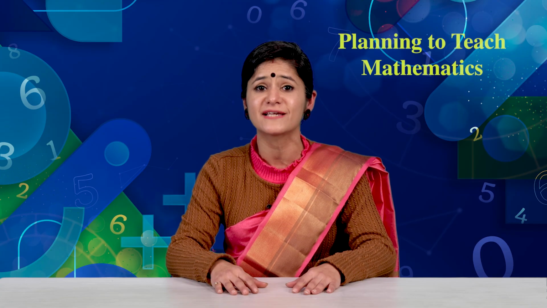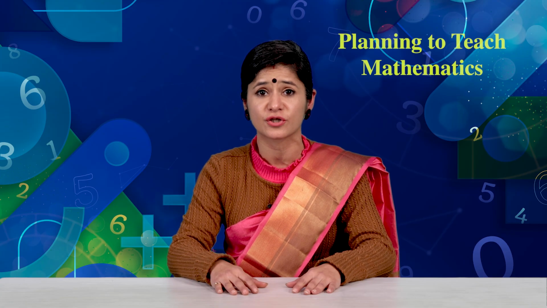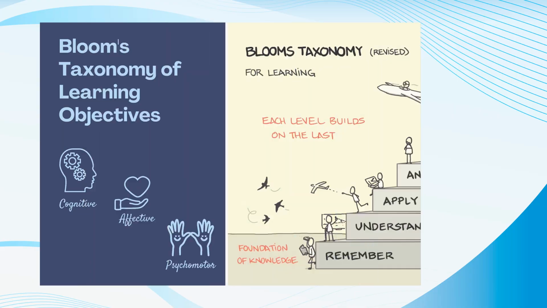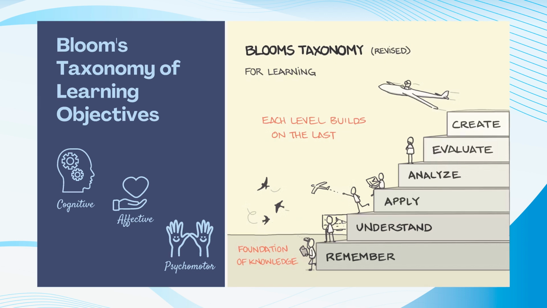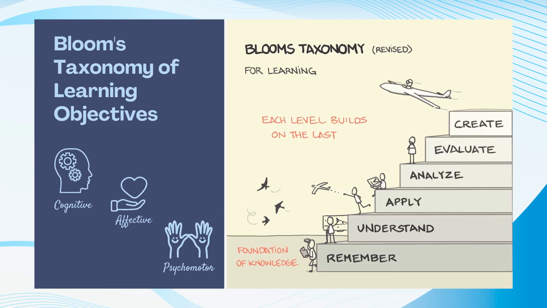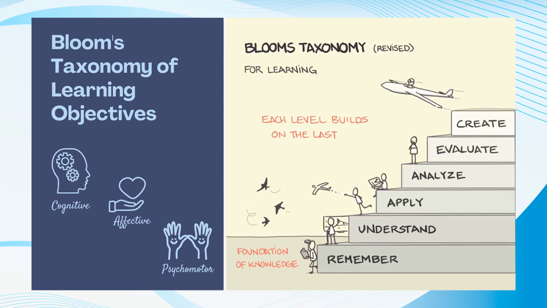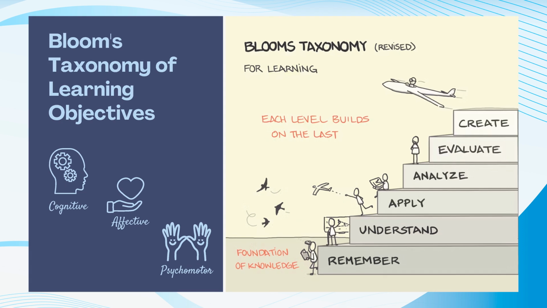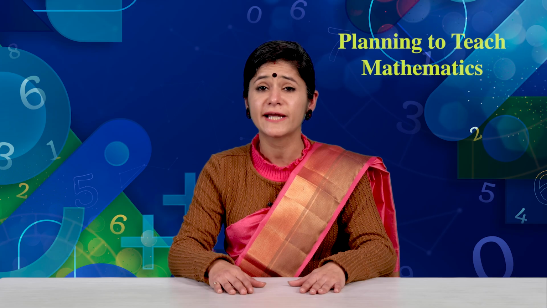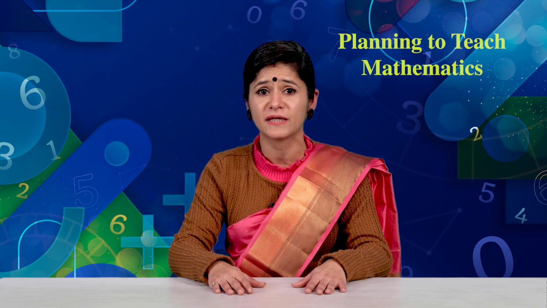The taxonomy is divided into 6 levels, each of which corresponds to a different type of thinking. These levels are remembering, understanding, applying, analyzing, evaluating, and creating. Let us consider writing a lesson objective to be a mountain climb. Then Bloom's taxonomy gives us 3 steps.